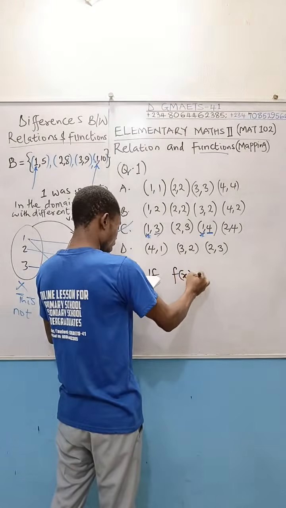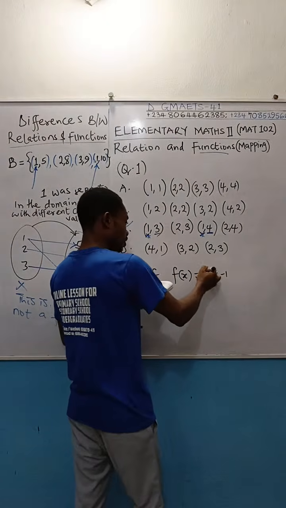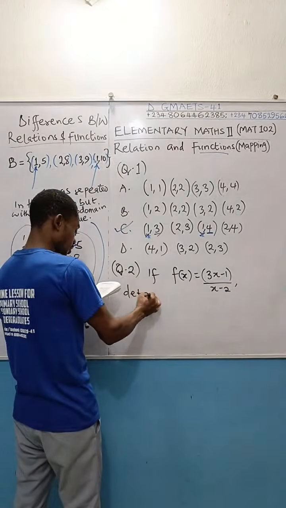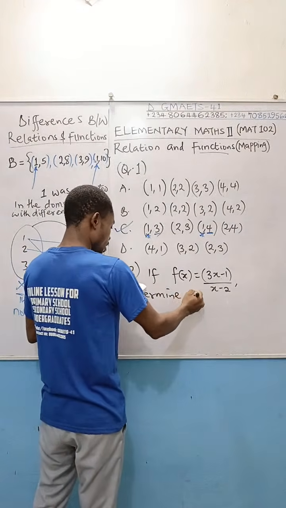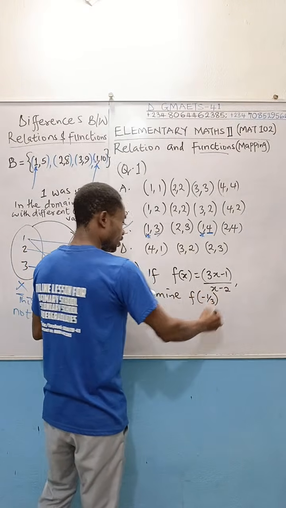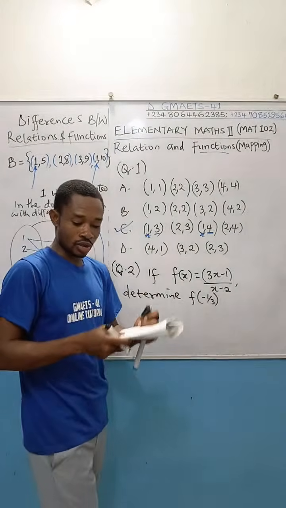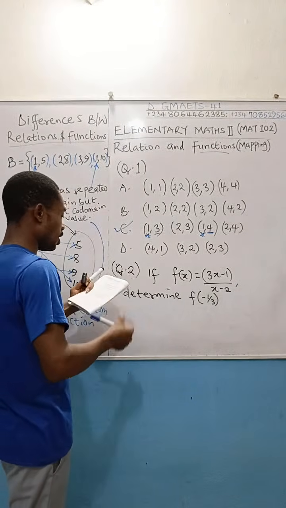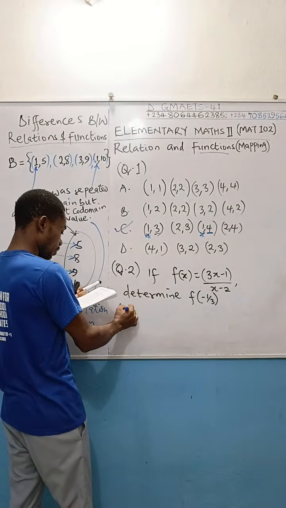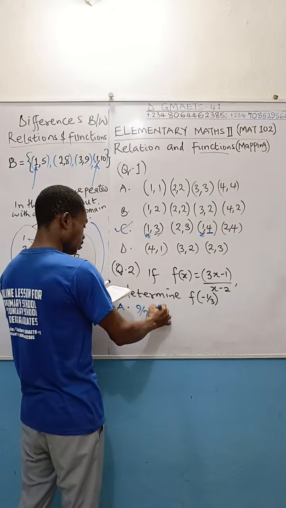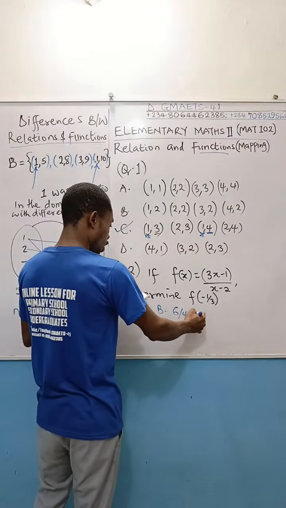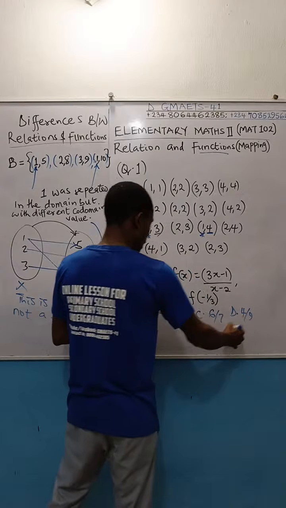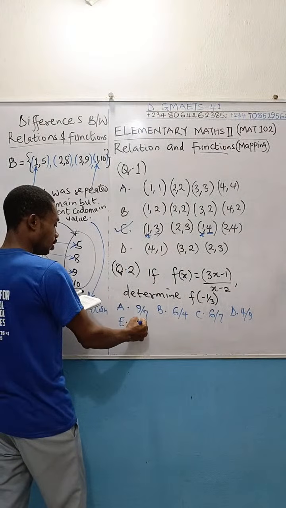If f of x equals 3x minus 1 over x minus 2, now determine f of minus 1 over 3. Determine f of minus 1 over 3. And we have the options here given. I'm going to list out the options on the board. Option A, 9 over 7. Option B, 6 over 4. Option C, 6 over 7. Option D, 4 over 9. Option E, none.